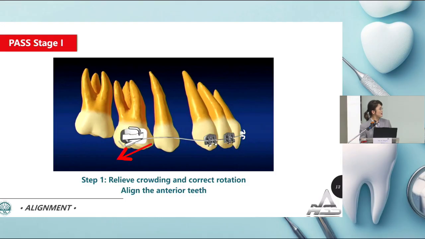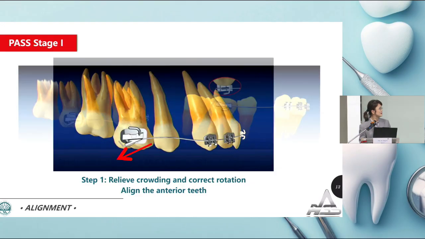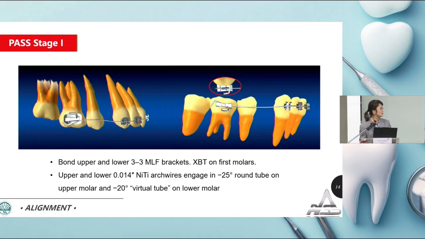When the archwire is inserted in the tip-back tube, from the upper arch and the lower arch, we can see the nitie wire, or thin nitie wire, is inserted in the tip-back tube, and in the lower, inserted in the tip-back slot or the hole. We use it to insert the hole.